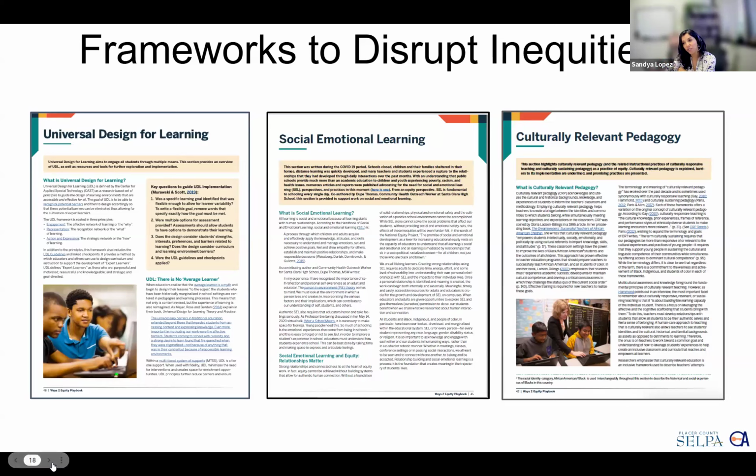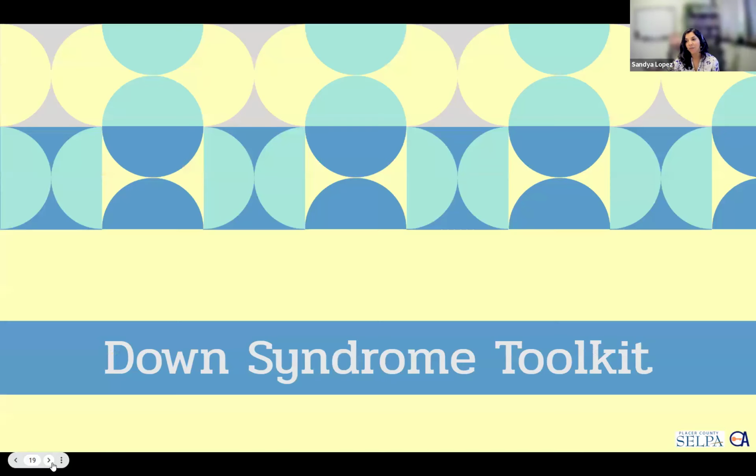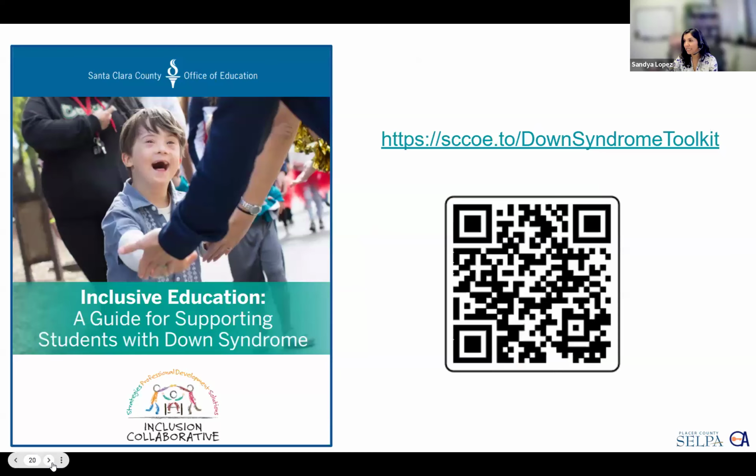Okay, now I'm going to shift over to another tool, a free tool available to everyone. It's our Down syndrome toolkit, and if you go to the next slide, you'll see a link to that as well as a QR code. This was released very recently, in October of 2024. It's Inclusive Education: A Guide for Supporting Students with Down Syndrome.